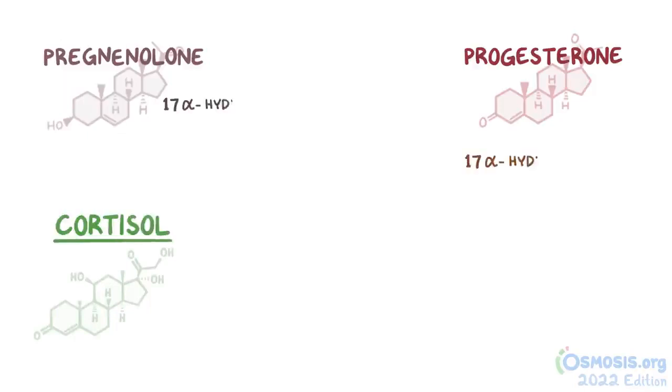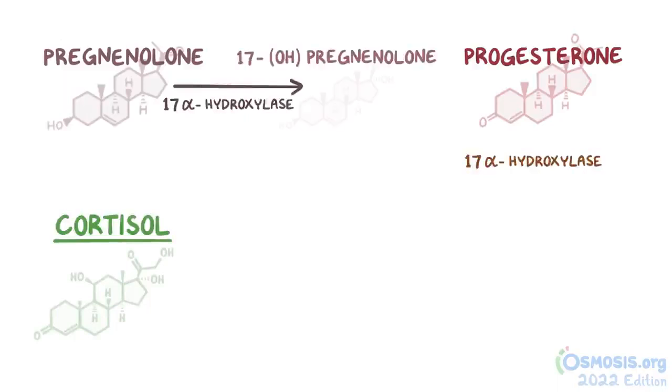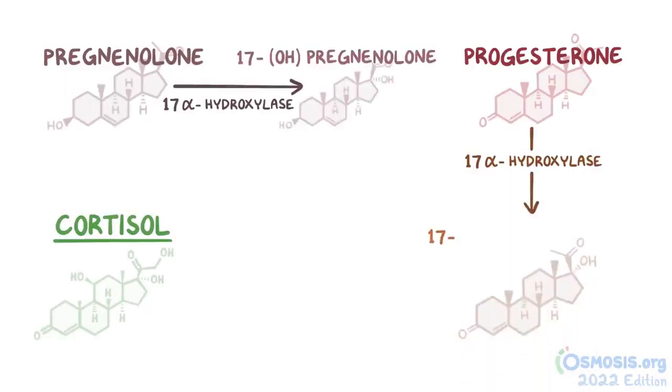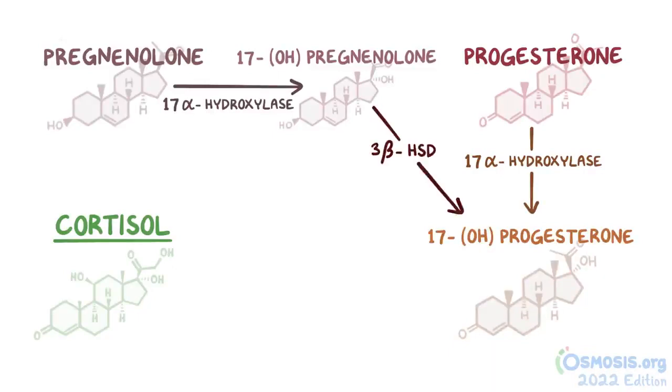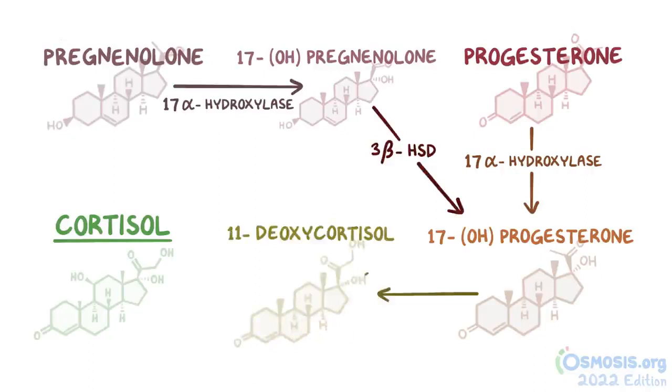Here, 17-alpha-hydroxylase turns pregnenolone into 17-hydroxypregnenolone and turns progesterone into 17-hydroxyprogesterone. 17-hydroxypregnenolone is then also turned into 17-hydroxyprogesterone by the enzyme 3-beta-hydroxysteroid dehydrogenase. Then, all of the 17-hydroxyprogesterone is turned into 11-deoxycortisol by the same 21-hydroxylase enzyme, and 11-beta-hydroxylase makes 11-deoxycortisol become cortisol.